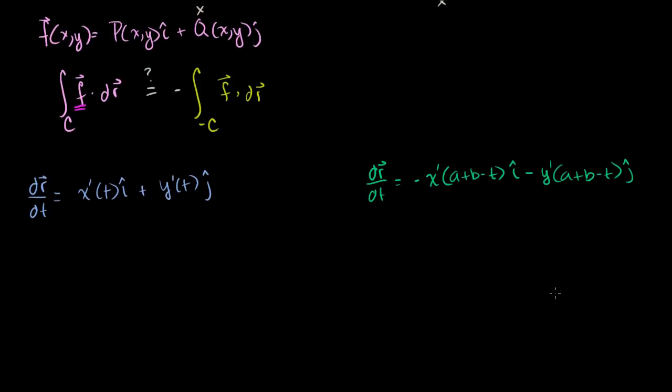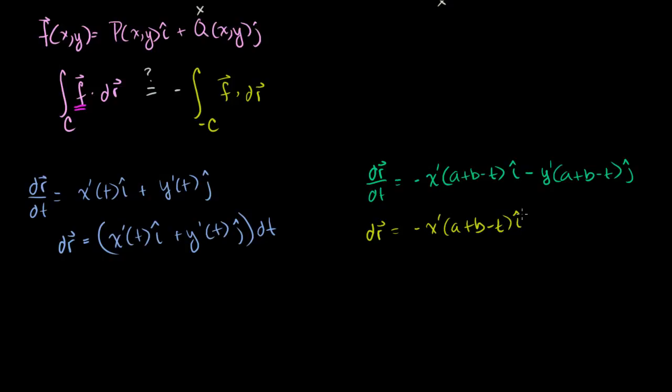And then if we wanted to write the differential dr in the forward curve example, it's going to be equal to x prime of t times i plus y prime of t times j, times the scalar dt. I could multiply it down into each of these terms, but it keeps it simple just leaving it on the outside. Same logic over here. dr is equal to minus x prime of a plus b minus t i minus y prime of a plus b minus t j. And I'm multiplying both sides by dt.